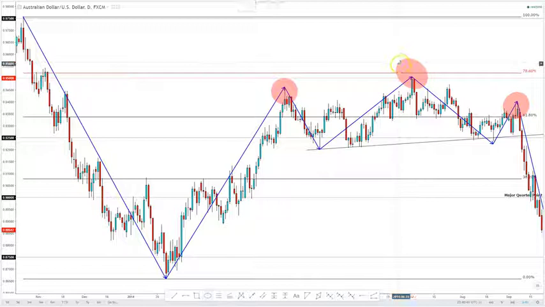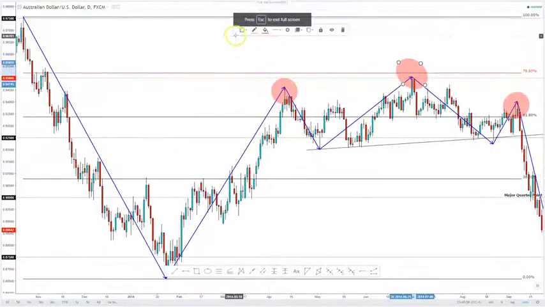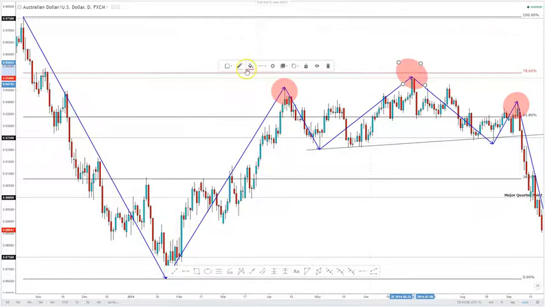Okay. Let me change this one to a different color. It's the head. Whoops. Go back to this. Okay. Yeah, let me change this color, blue.